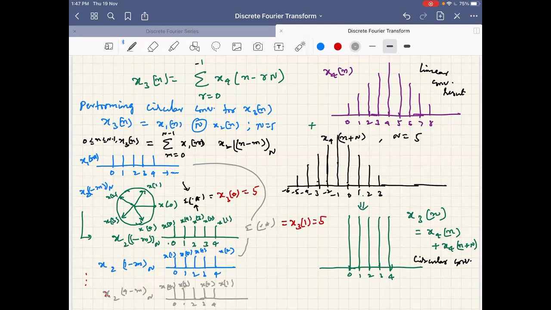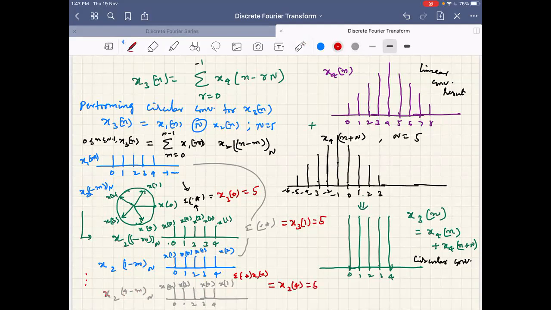Now there is a circular shift. x4 minus m means it starts from here but goes in the reverse direction. And this multiplication, I will directly write here because of the less space, the dot star with x1 of n, and summation gives what? It gives x3 of 4, which is also equal to 5.